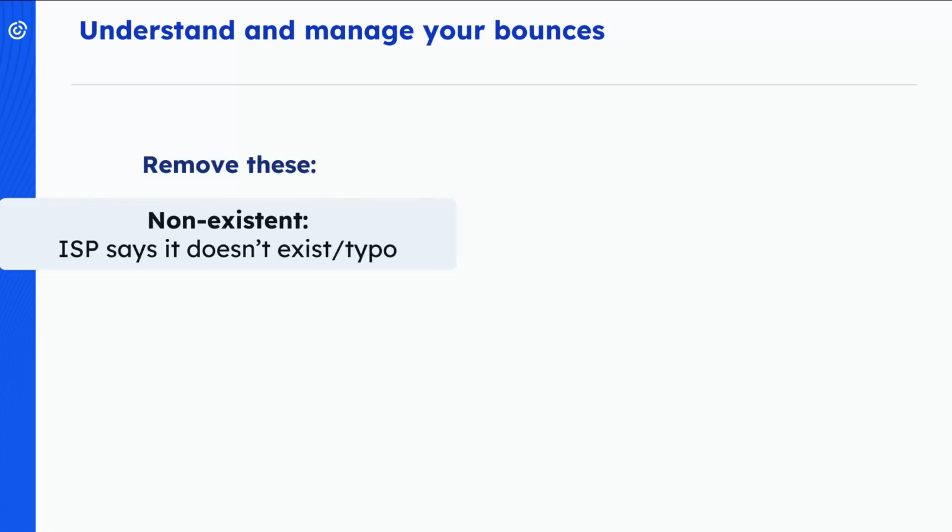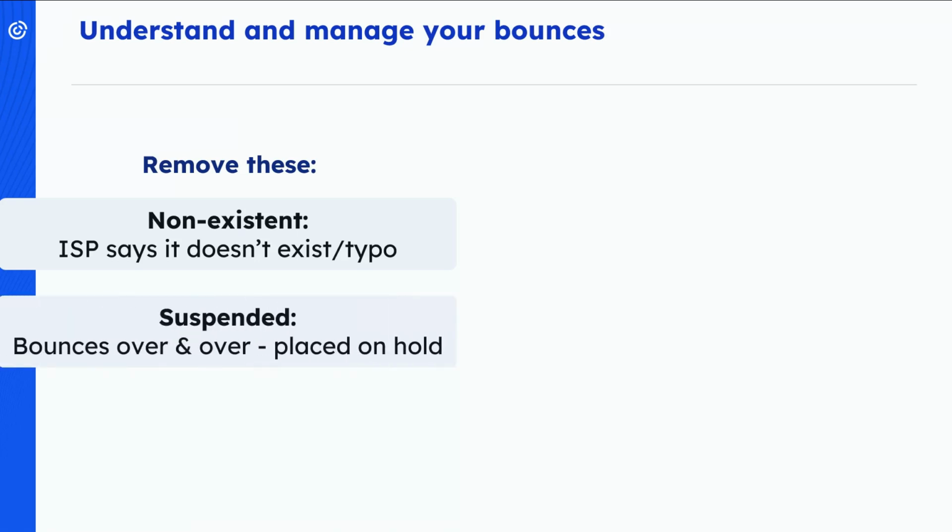Non-existent bounces happen when the contact's ISP says that an email address doesn't exist. Oftentimes, this could be due to a typographical error in the email address, or maybe that person has left the company. The next is called suspended.